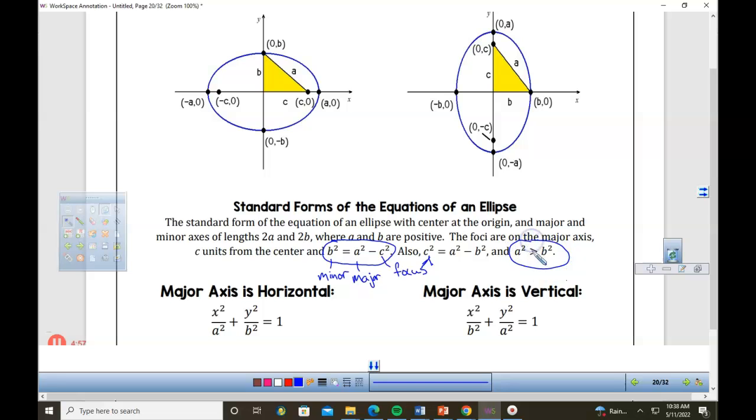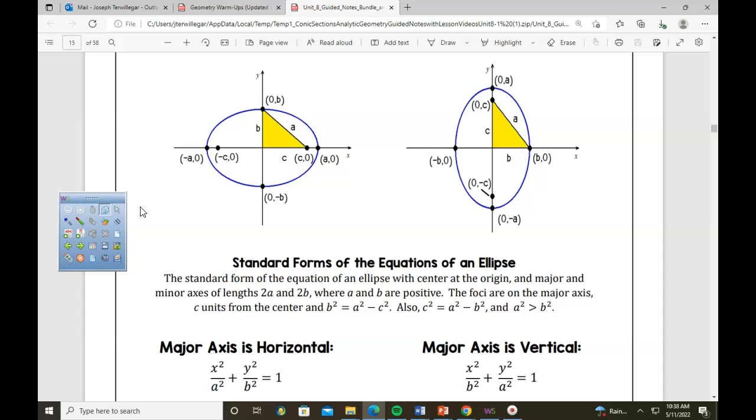Because a is always your major, it's always your biggest part. So for example, if your major axis is horizontal, then a is under x, because a is your bigger number. Now, if a, your bigger number, is under y, your major axis is vertical. I know this is a lot to keep straight, but you can do it. All right, let's do an example. It'll make more sense if we do some more examples.